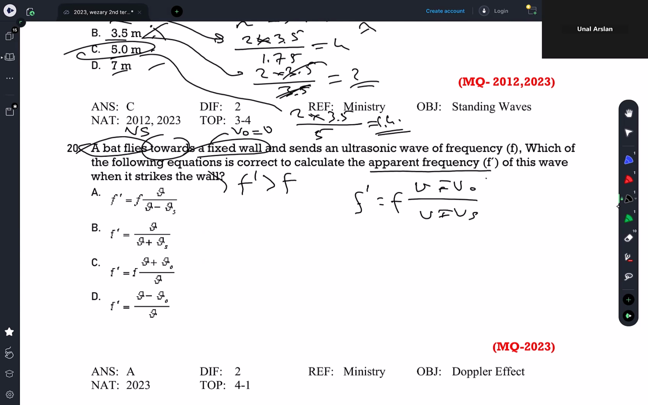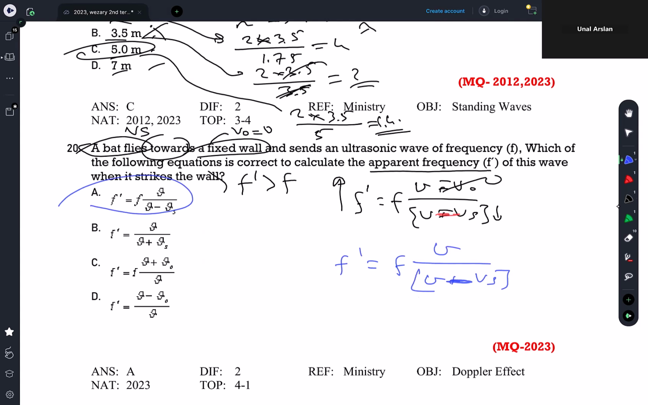So the observer's speed is 0. Because f prime should be greater than f, the denominator should be a small number. To make it a small number, of course, you should put a negative here. So that's why the equation is going to be f prime equals f times v divided by v minus the source speed. The source here is the bat. So it's going to be A. The correct choice is A.